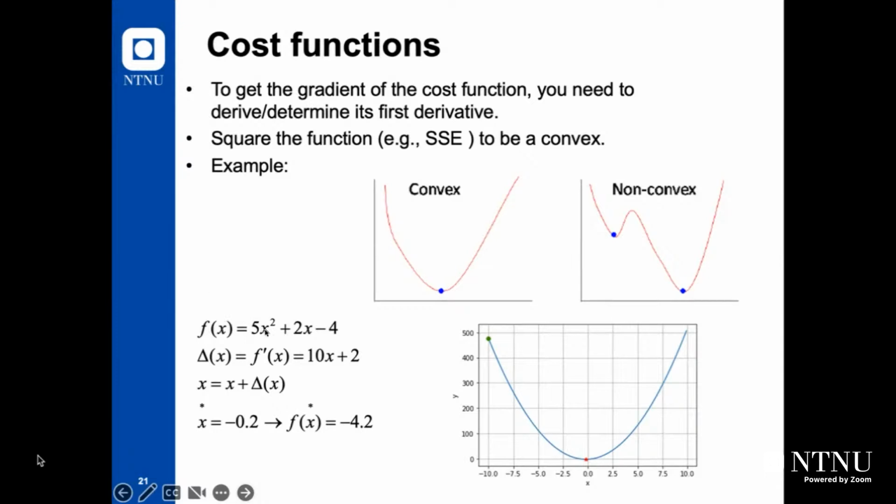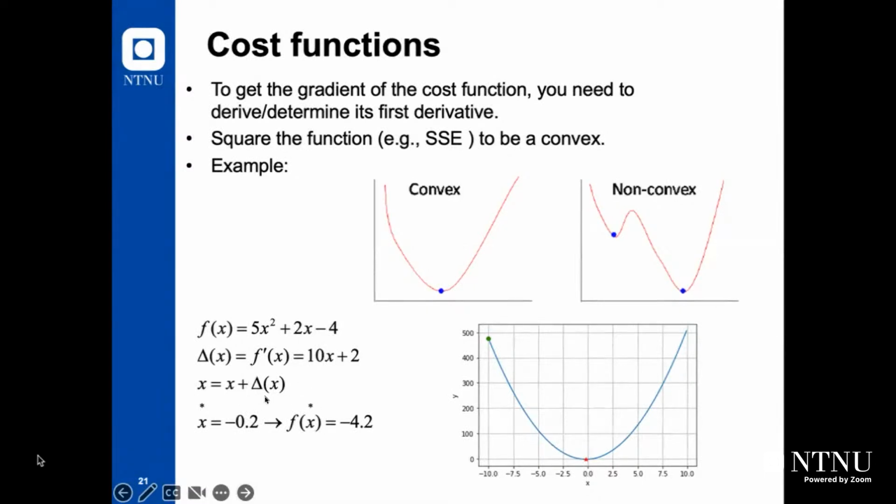We have this function 5x squared plus 2x minus 4. We need to find the gradient, which is the first derivative of this function: 10x plus 2. 2 times 5 is 10x, plus 2x gives 2. After that, the rule for updating x is x equals x plus delta x, and delta x will be minus eta, the learning rate, multiplied by the gradient.